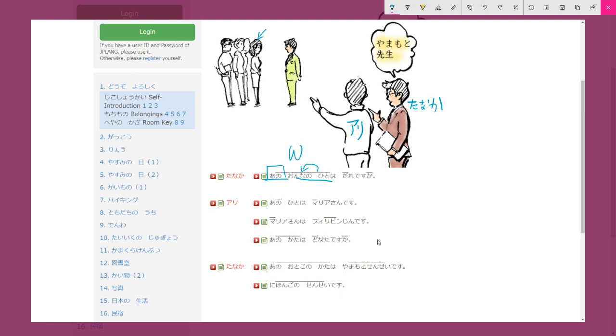So this means woman. Wa dare desu ka? So dare is a new word for who. Right? So, ano onna no hito wa dare desu ka? So ano means that woman. Right? Wa dare desu ka? Who? Question mark.